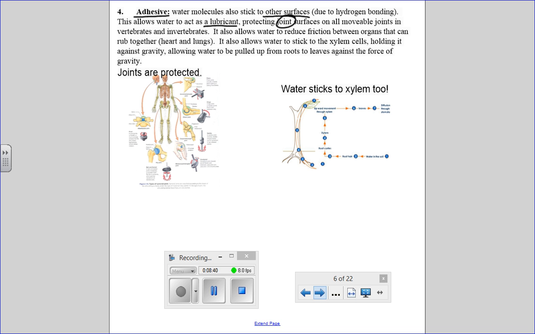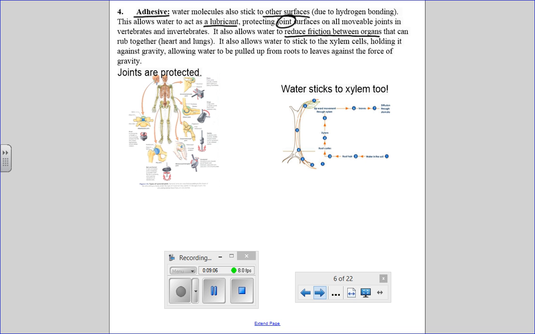And what it does in a lot of animal organisms is it protects joints. Any joint surface, anywhere there are movable parts, whether you're a vertebrate and you have bones or you're an invertebrate and you do not, if you have movable parts, something is going to rub against something. Two pieces of tissue are going to rub against each other. The same would be true, for example, between organs.